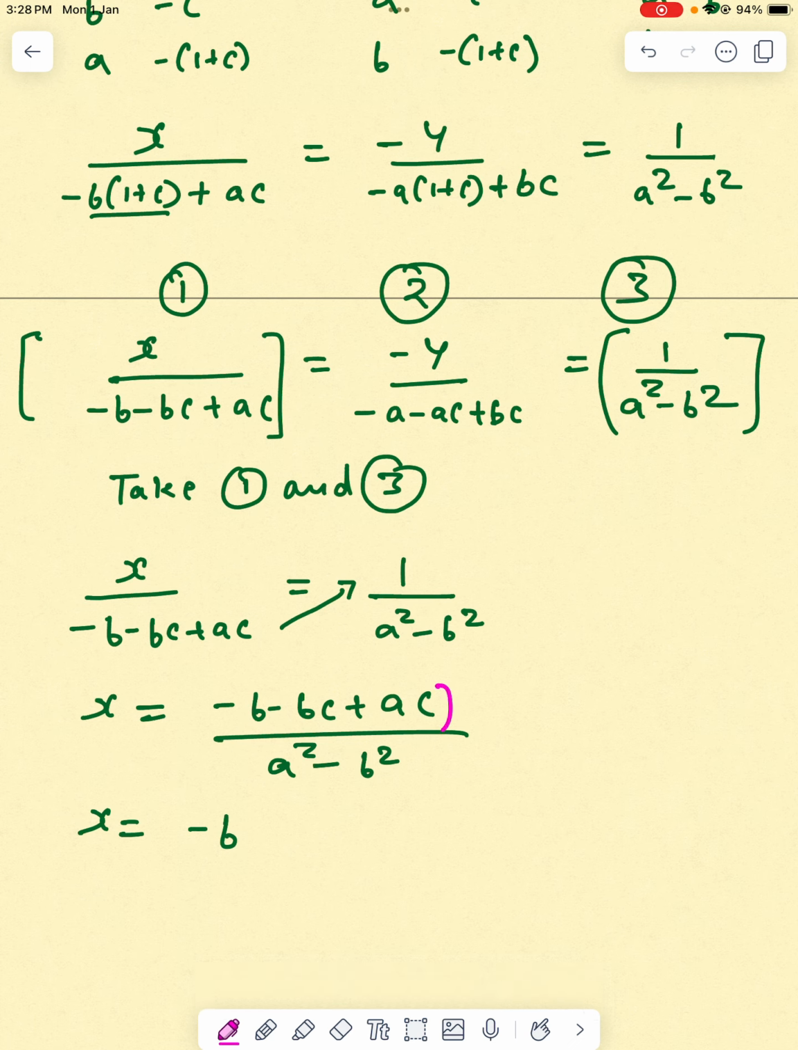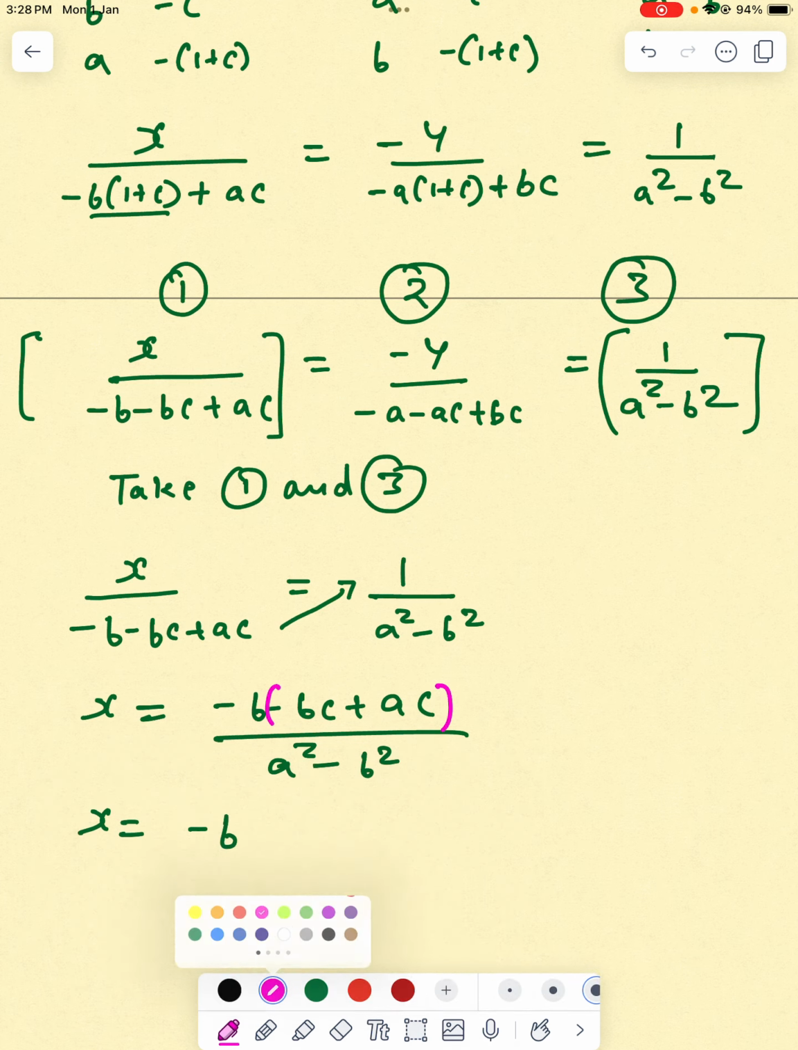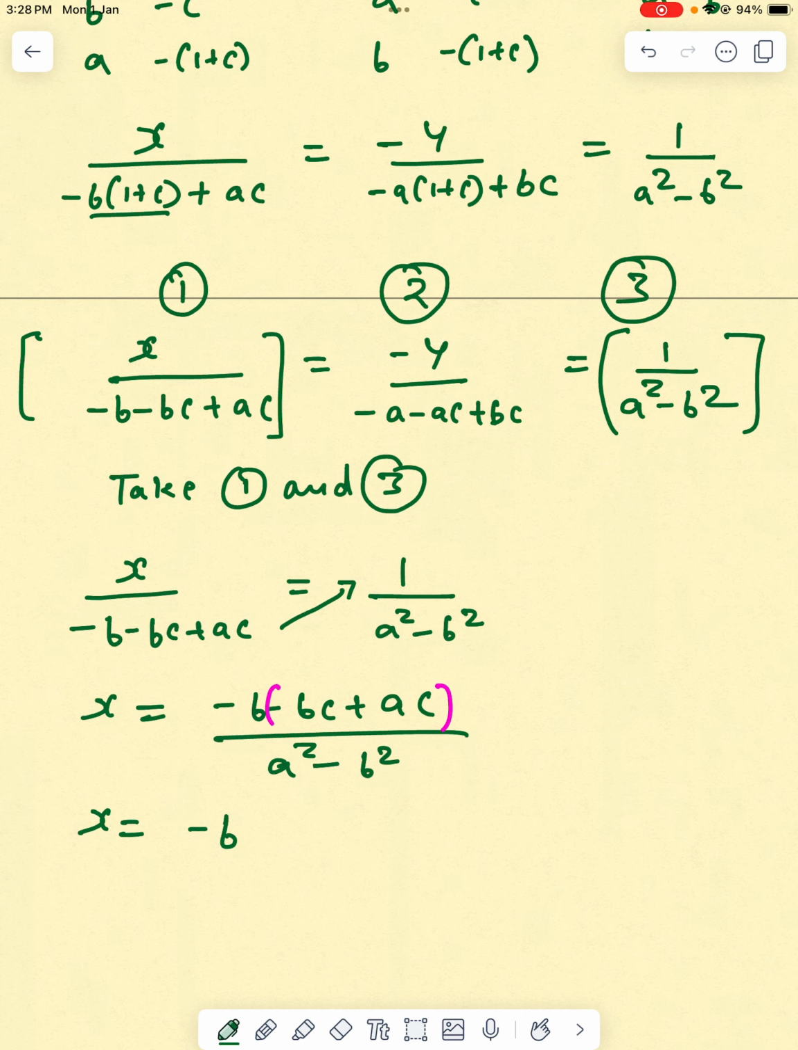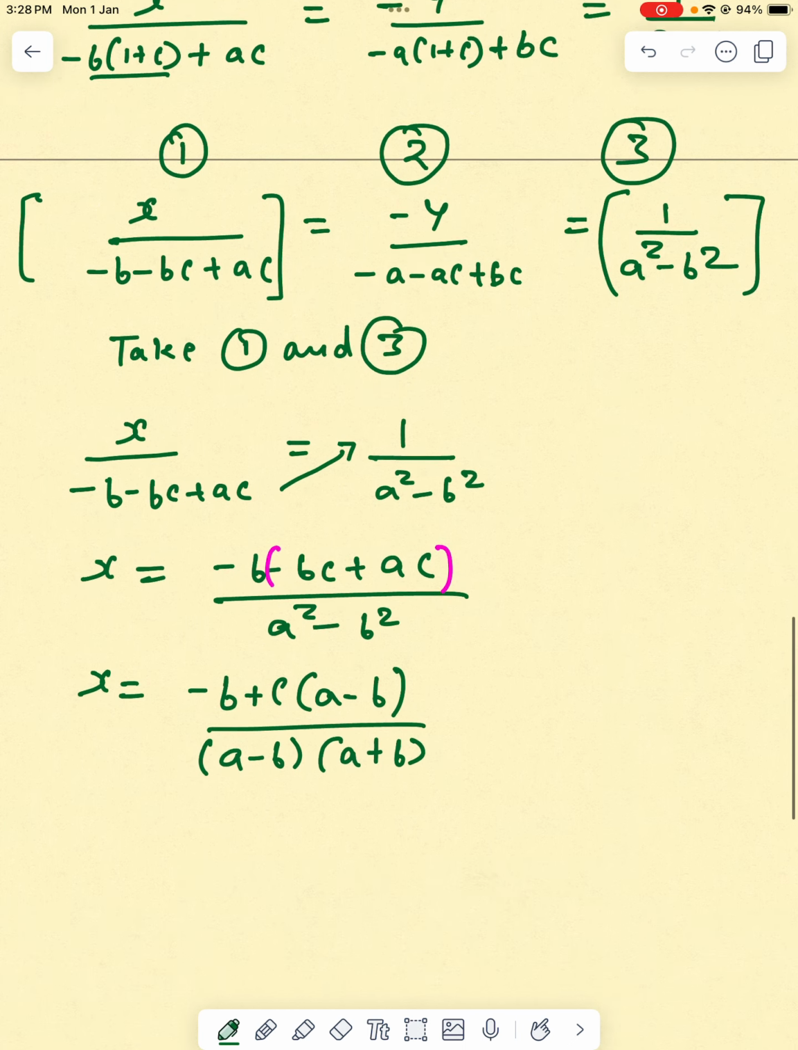Right? So I'm writing it like this, plus c is common, inside is a minus b. Really we can write the denominator a minus b, a plus b. So this is the required solution.